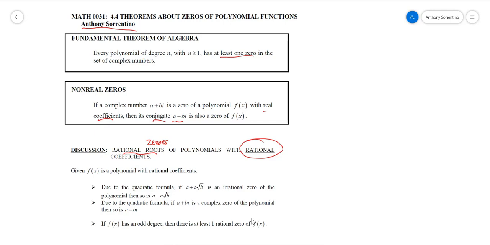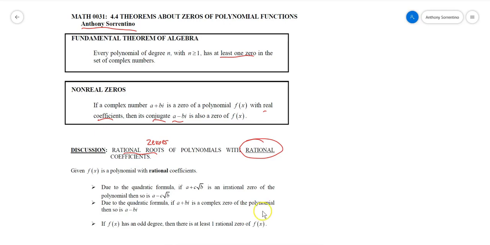So the examples you're going to primarily be given and expected to do on the test are all going to have rational coefficients. As a matter of fact, more times than not, they're probably going to be integer coefficients, which makes them rational, which makes them real, and therefore it's going to obey these rules. So if I have an irrational zero, then its conjugate should also be a part of that. If I have a non-real zero, then I know that its conjugate should also be a zero.